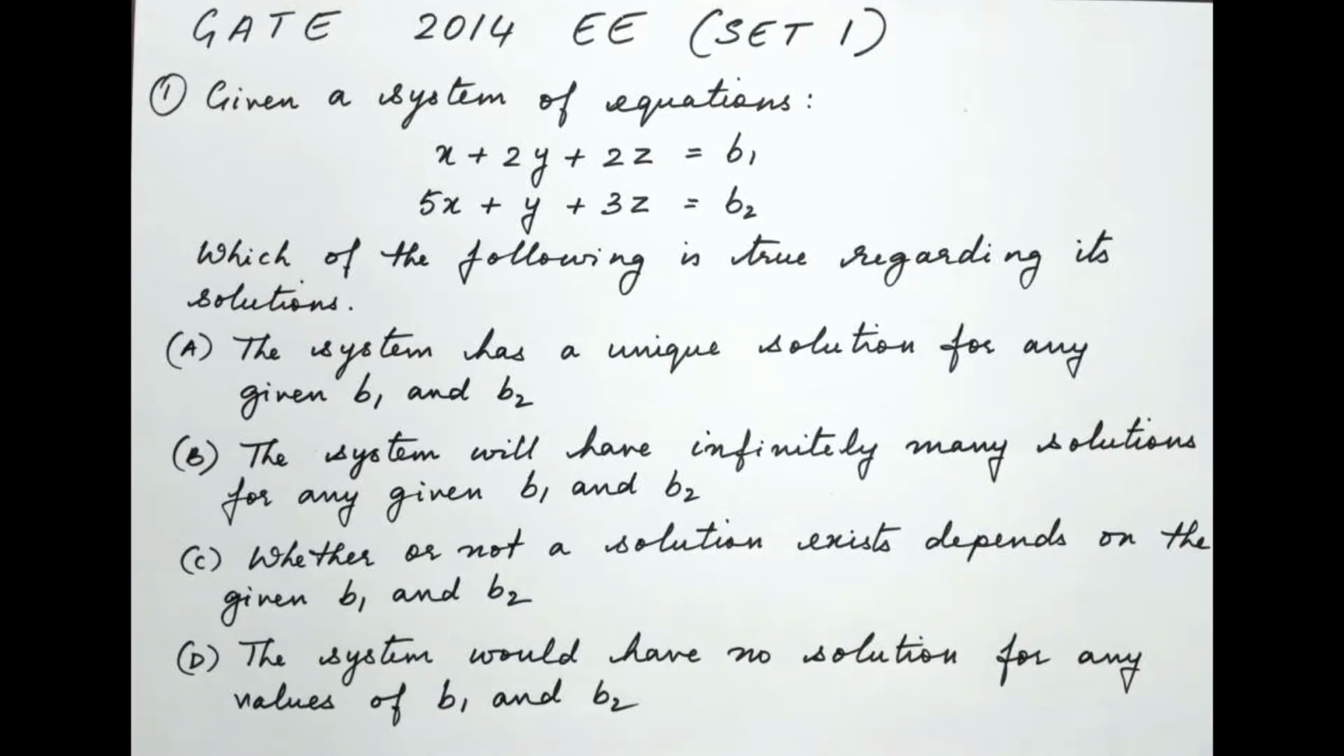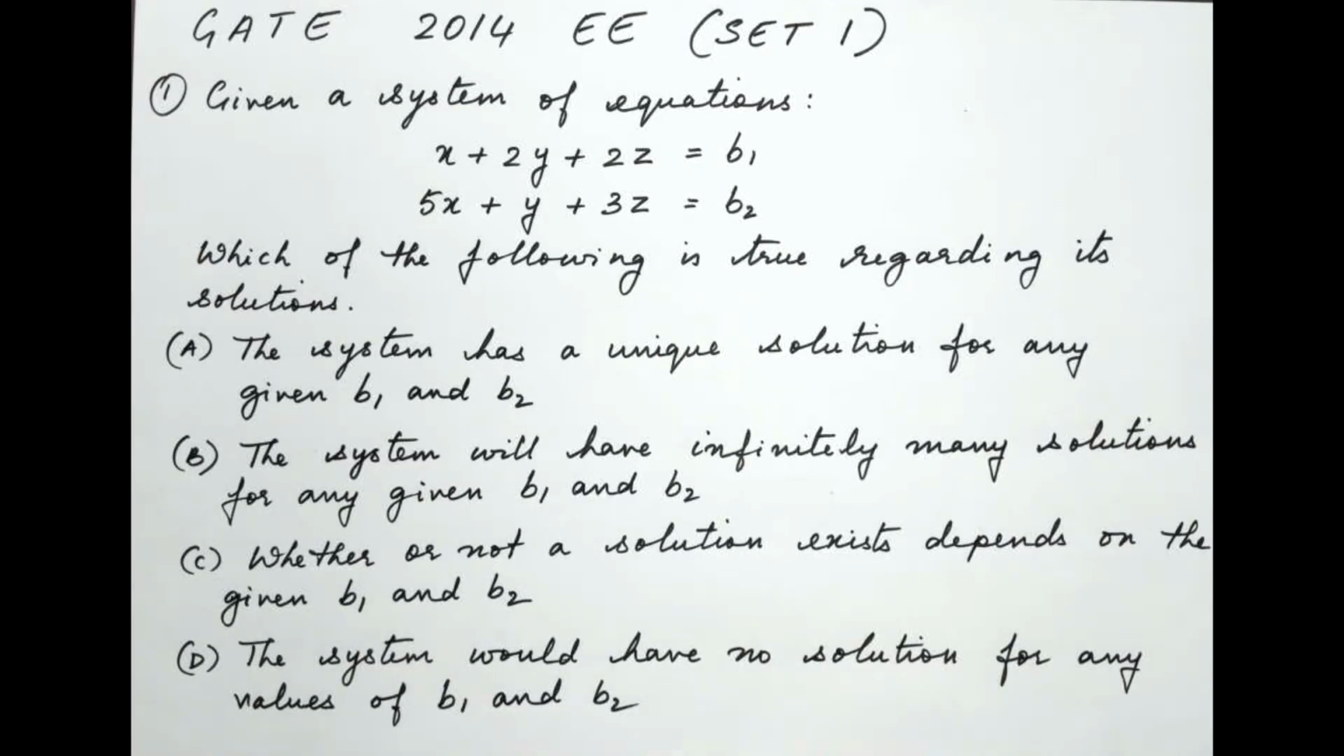The four options given to us: the first one says the system has a unique solution for any given b1 and b2. Option B, the system will have infinitely many solutions for any given values of b1 and b2. Option C says whether or not a solution exists depends on the given values of b1 and b2. And option D, the system would have no solution for any values of b1 and b2. So our four options talk about the type of solutions that we would get for the system of equations given.